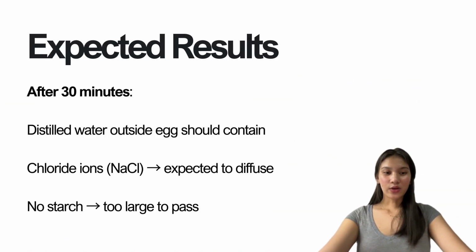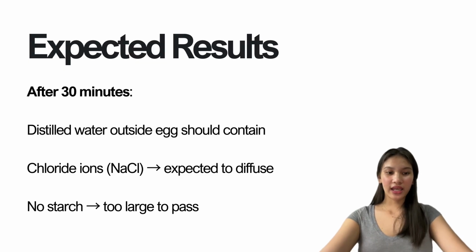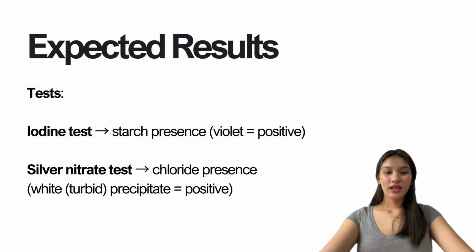And the expected result, after 30 minutes, distilled water outside the egg should contain chloride ions, expected to diffuse, no starch, too large to pass. And for the test, iodine test, starch is present. Violet means positive. And for the silver nitrate test, chloride is present.